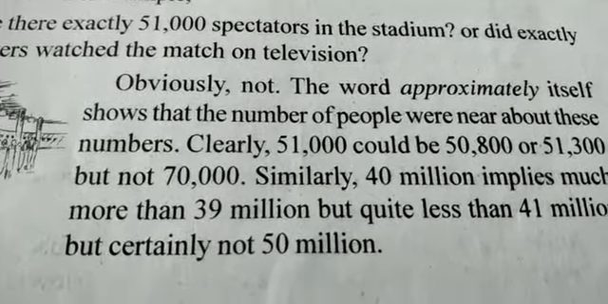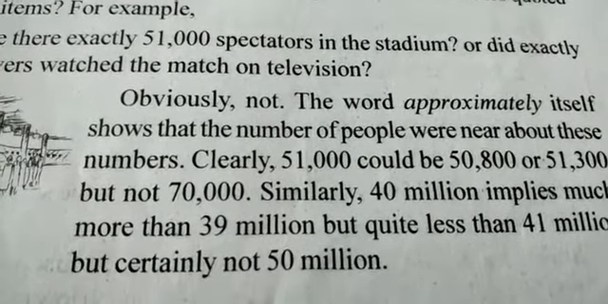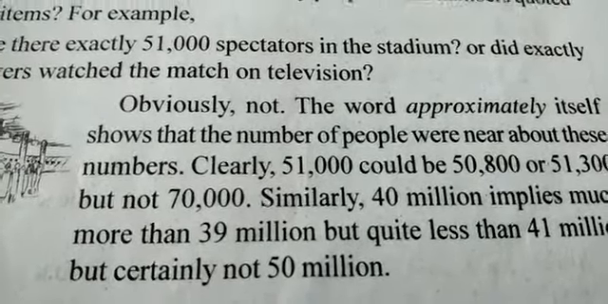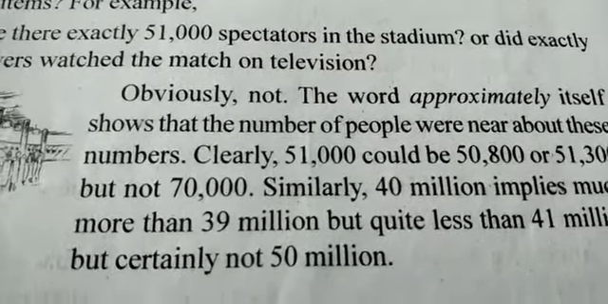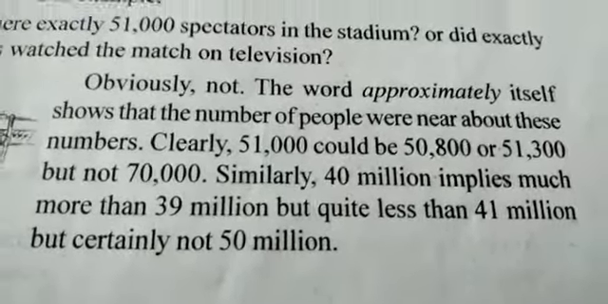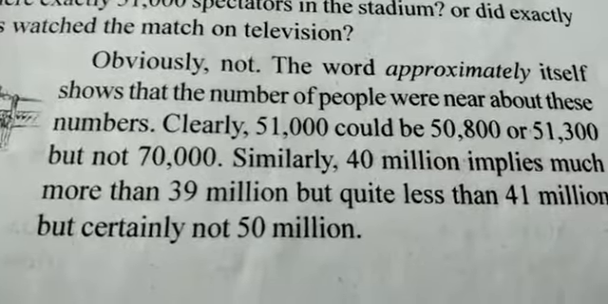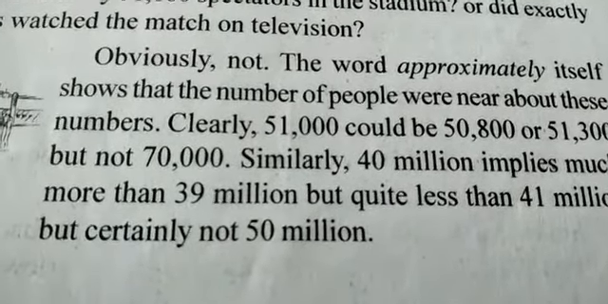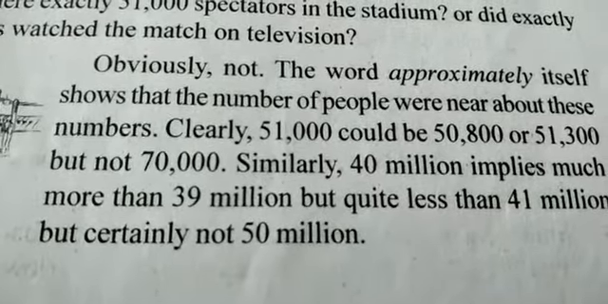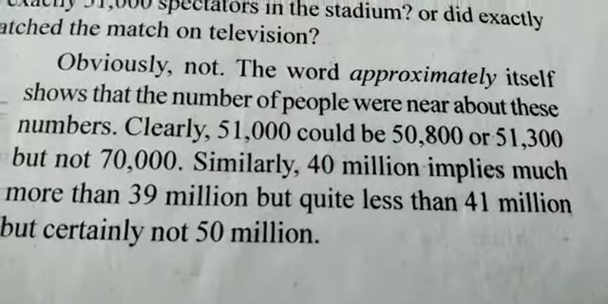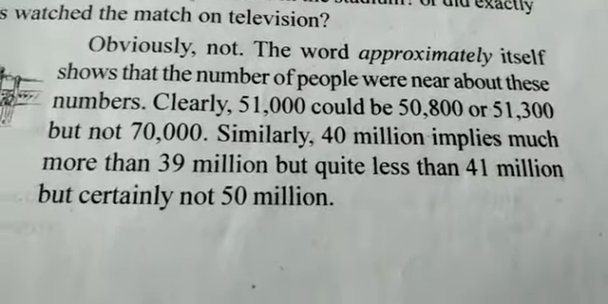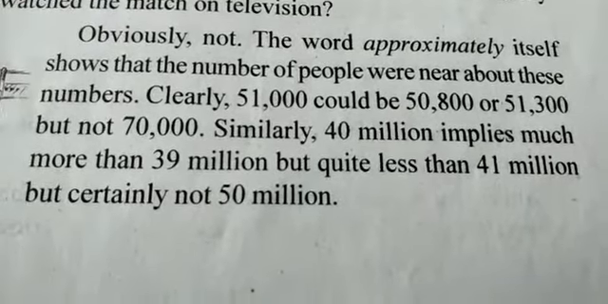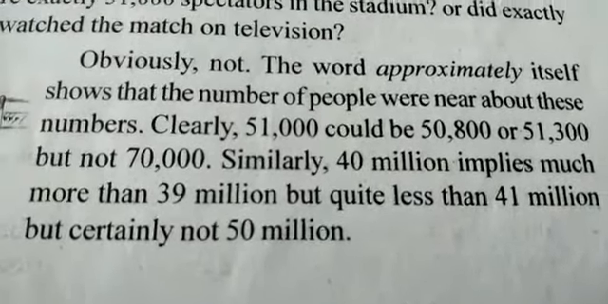What does that mean? Were there exactly 51,000 spectators in the stadium? Obviously not. The word approximately itself shows that the number of people was near about this number. Clearly 51,000 could be 50,800 or 51,300, but not 70,000.